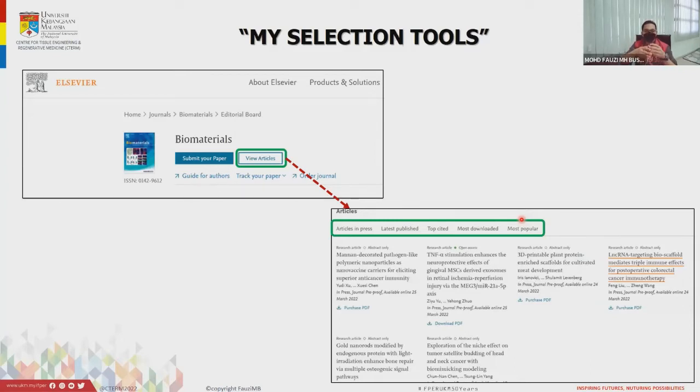Okay. So my next step would be that I will look into the previously published papers. I will look into the top cited and latest published to see what the current topic is, or the current gap that they try to fill. So does your study, all the parameters that you already wrote down, fit with the current scenario of that particular journal?